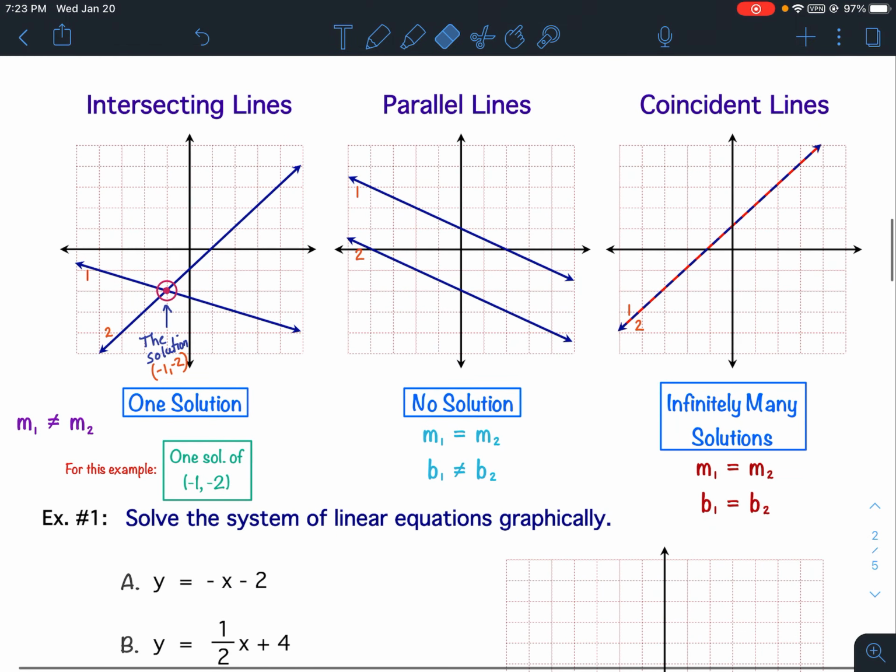All right, so for this lesson, there are going to be 3 types of lines. They're either going to be intersecting, which is one solution, and then you would list the ordered pair where they intersect. If they are parallel lines, it will be no solution. And if it's coincident lines, then it will be infinitely many solutions. All right, if you have any questions about the 3 types of lines that we're going to be dealing with, please let me know.